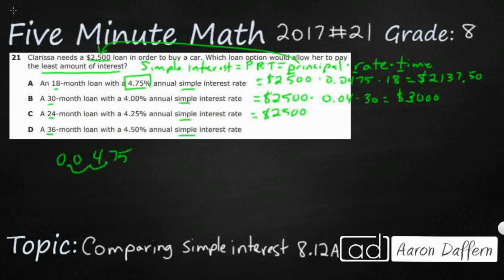So let's see what 2,500 times 0.425 times 24 is. That's going to be 2,550. First one's still looking the best. Let's check this last one. 2,500 times 0.045 times 36. That's not going to be good. Yeah, that's going to be 4,050. Way too high. So our answer is going to be A. That's the lowest.